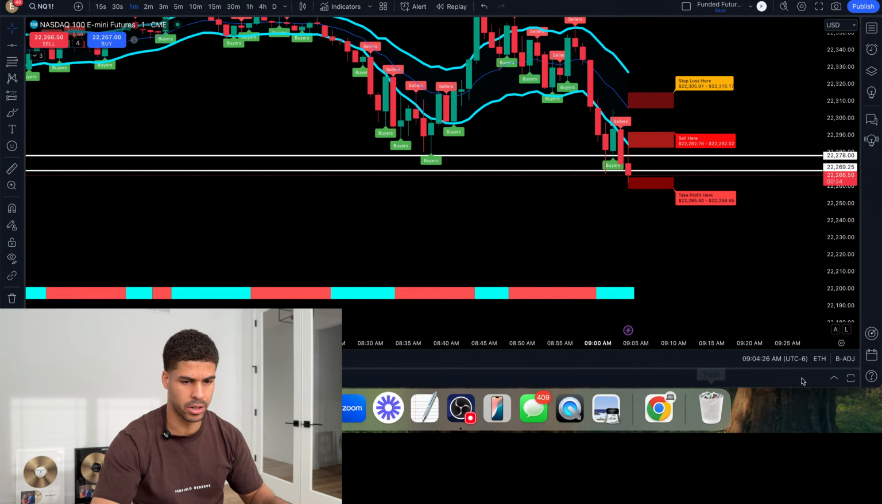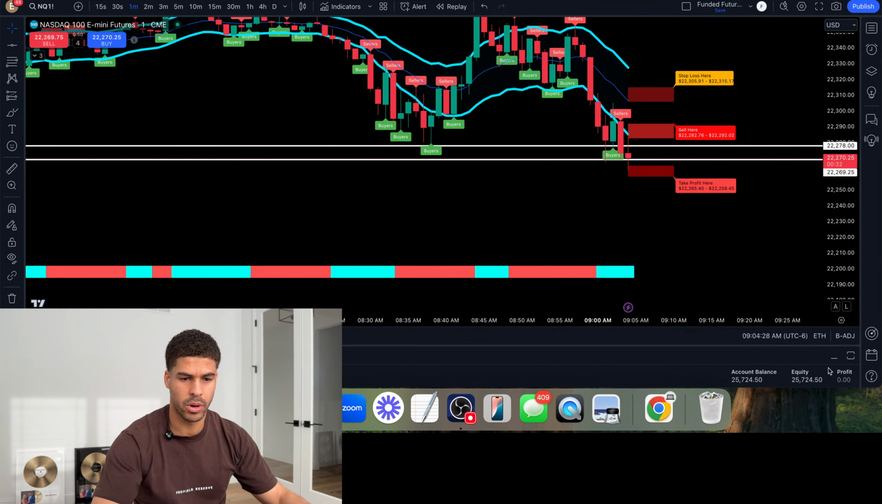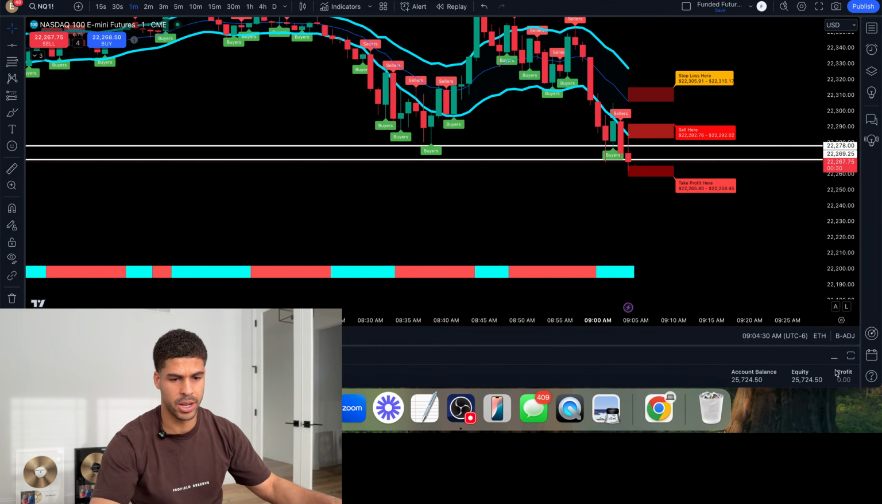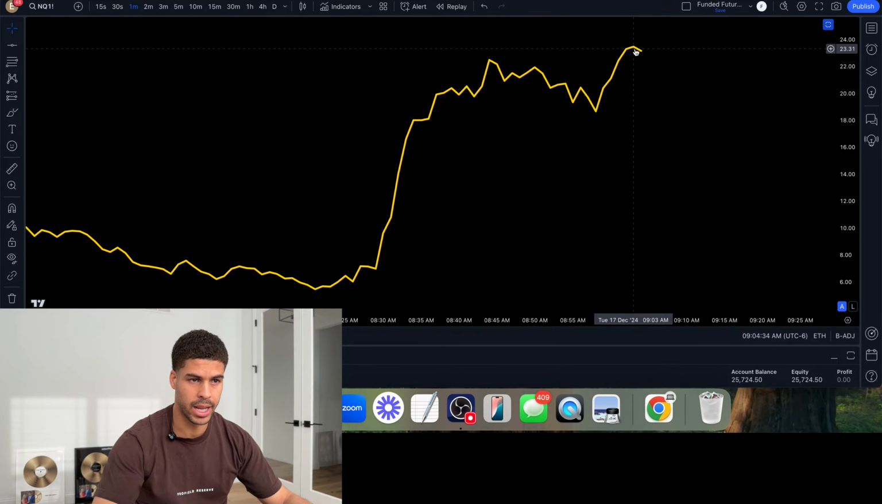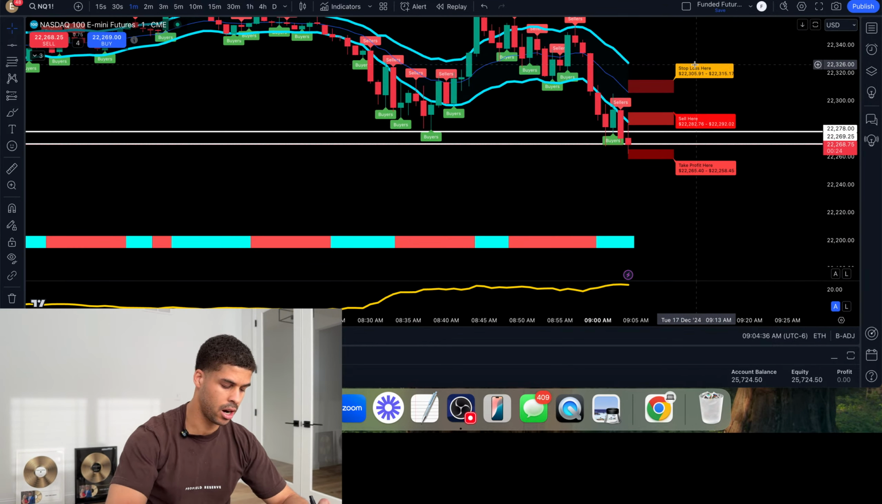Let's take a look at this really quick. So we're up 724 in this account already. So we're halfway to our target. You got the ATR really high already. We're at 23 on the ATR. It's really high.